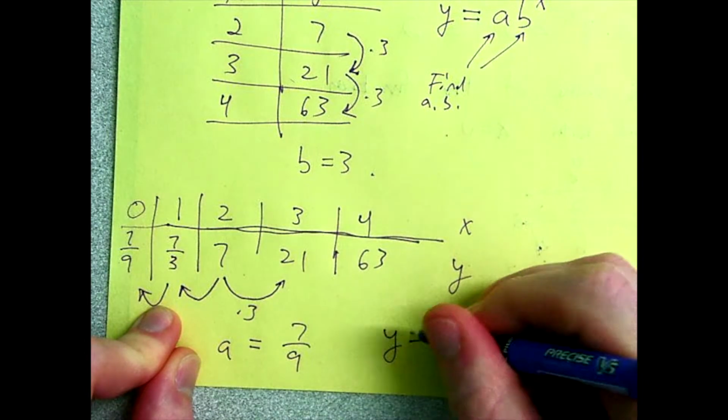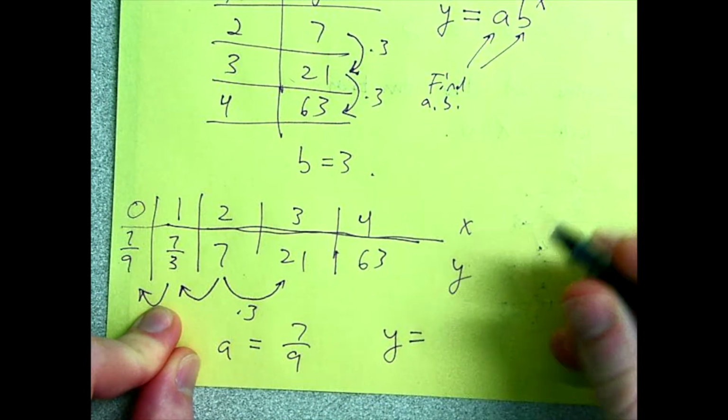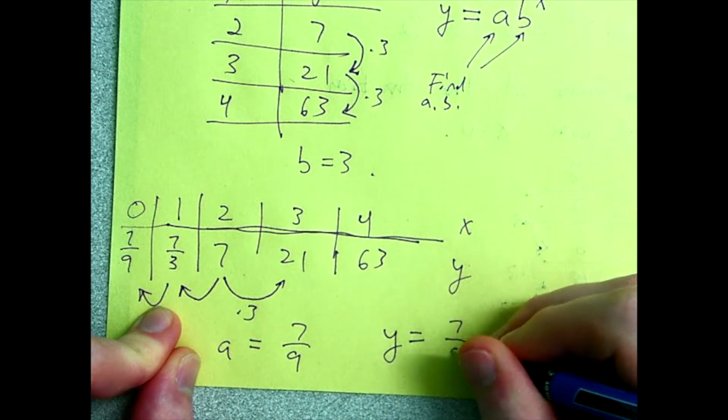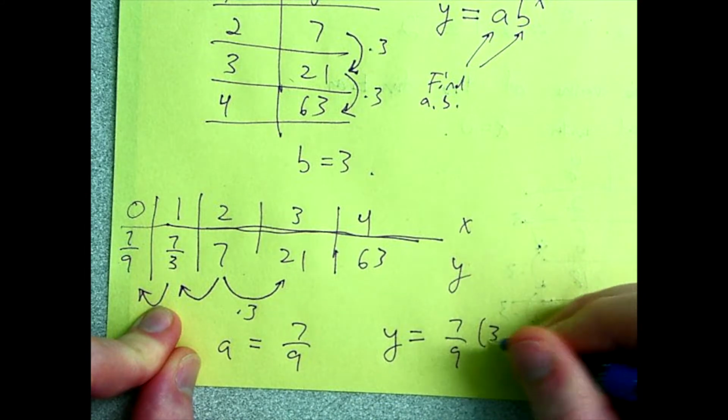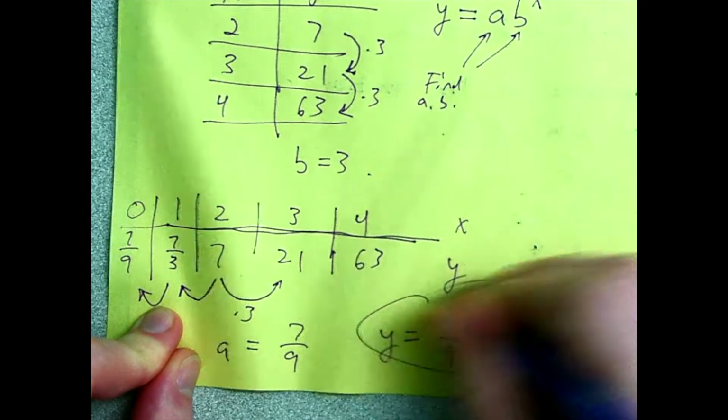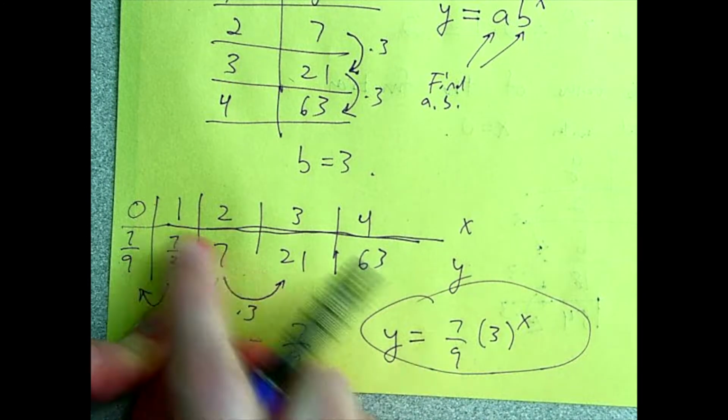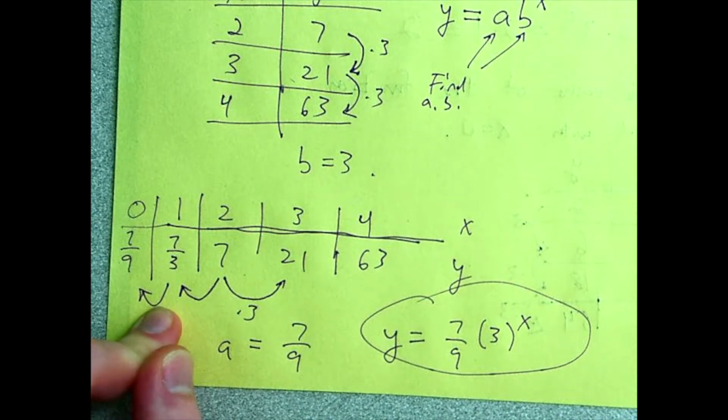It's y equals, well, it's a b to the x. A is 7/9, and then b is 3. So voila, that's the function. Okay, and you can plug in these values to check to make sure that they're right if you like.